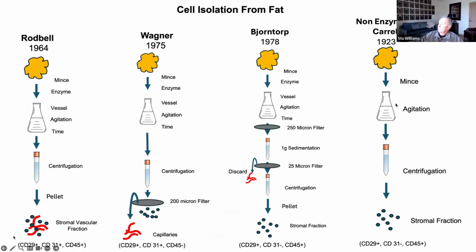And then very quickly, the non-enzymatic method was developed by Carrel in his explant studies in 1923. And it's sort of fun: two of the four people here got Nobel Prizes for their research. So Carrel developed the method for mincing fat, and he did all sorts of tissues, agitating it, centrifuging it, and then he didn't call it the stromal fraction. He called it an explant population, but these are stromal fraction cells.